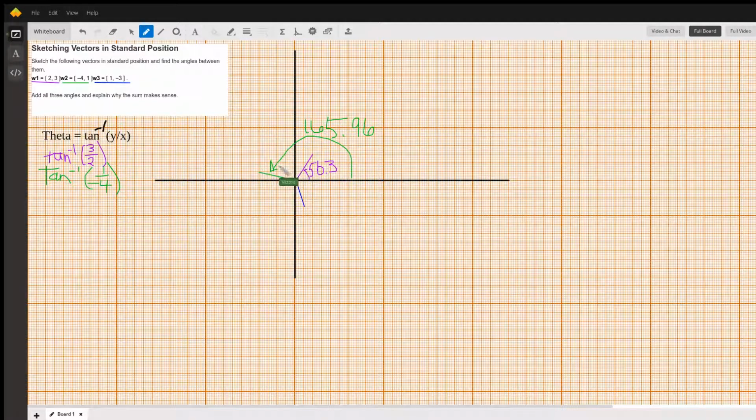Now, what they wanted, though, was the angle between these. So if I go 165.96 and subtract off the 56.3, I find that the angle between these is 109.66.